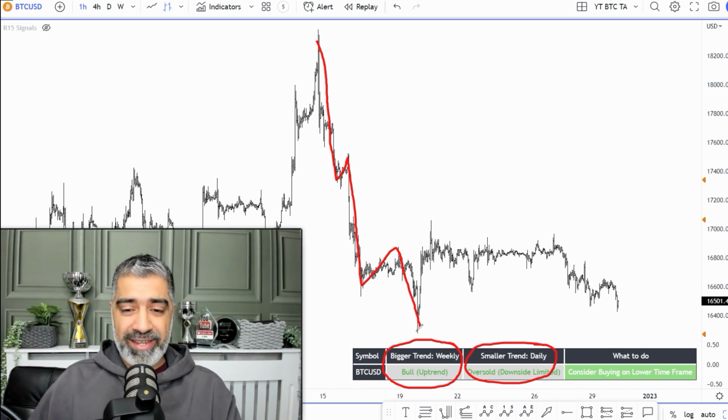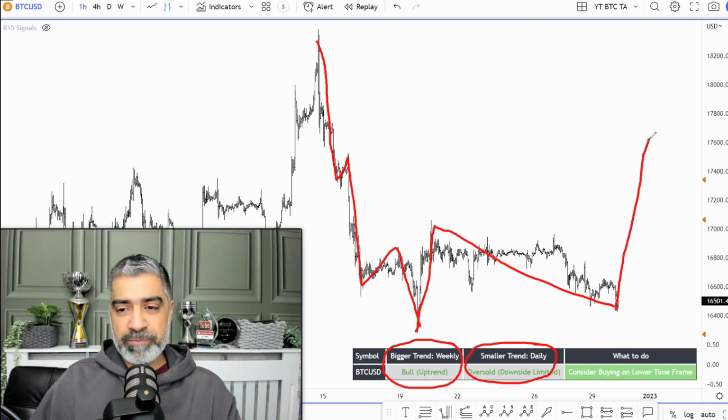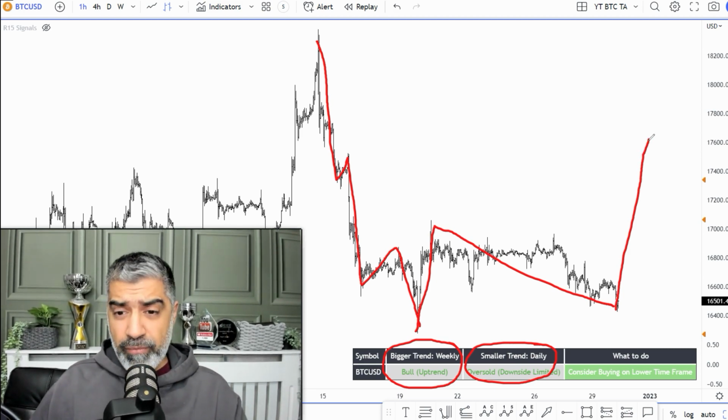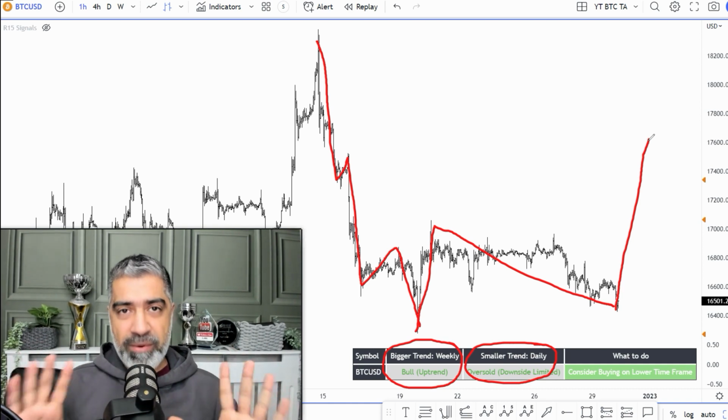So what I'm expecting is a move up. We've got that already. We've got this move down, and we're likely, never guaranteed, but we're likely to get a move to the upside like this. So that's my thinking. So now I want to make money from this.